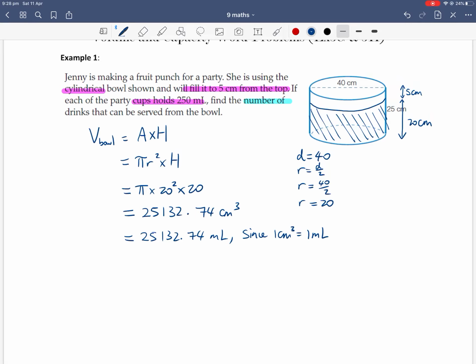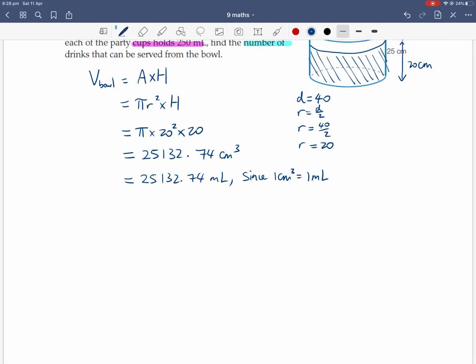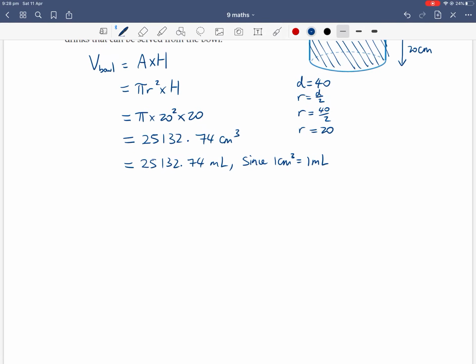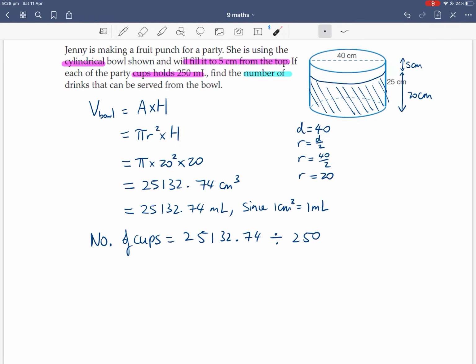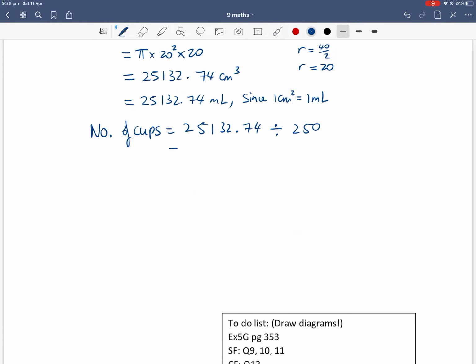So if every cup can hold 250 milliliters, how many cups do we need? We just need to divide our total volume by the volume of each cup. So the number of cups is equal to our total volume divided by the volume of each cup, which is 250. And it's okay to divide because both have the same units of milliliters. If they're not in the same units, then you need to do some unit conversion. Using a calculator, we get 100.53 cups.